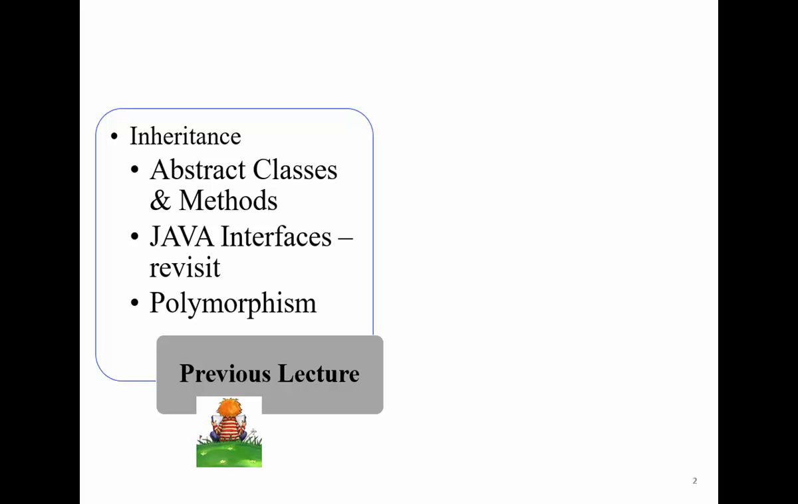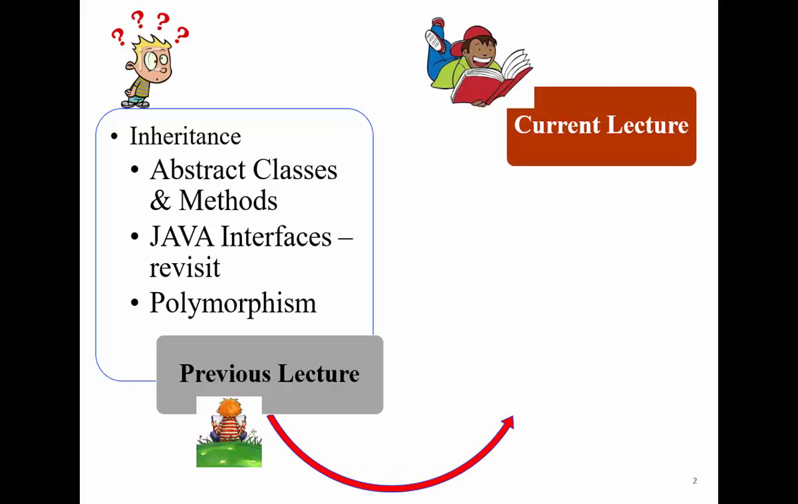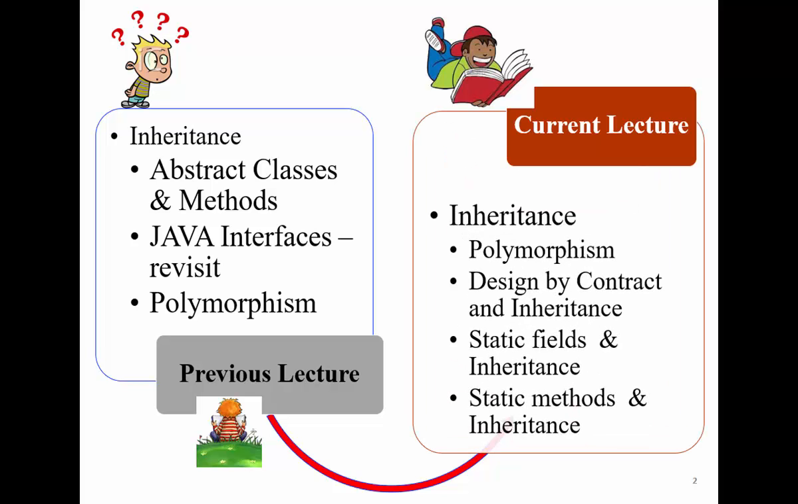And we closed with discussing polymorphism, and today we'll continue discussing polymorphism. A lot of questions came up last time at the end of the lecture. Many of the students approached me with questions wondering what polymorphism is and how it works. We're going to start today by highlighting polymorphism again, and we will see design by contract and its relation with inheritance. We will see the static fields.